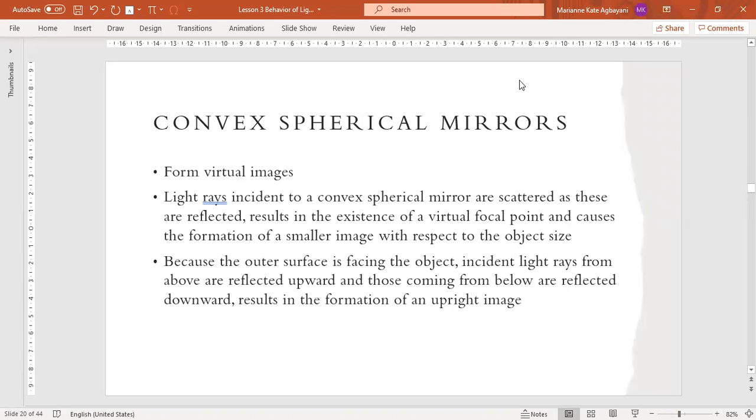For convex mirrors, we form virtual images. Light rays incident to convex spherical mirrors are scattered as they are reflected, resulting in a virtual focal point and causing the formation of a smaller image with respect to the object size. Because the outer face is facing the object, incident light rays from above are reflected upward and those coming from below are reflected downward. So this will create an upright image.